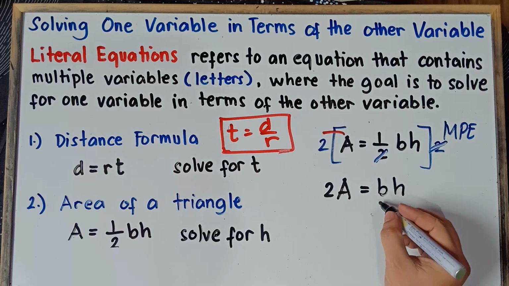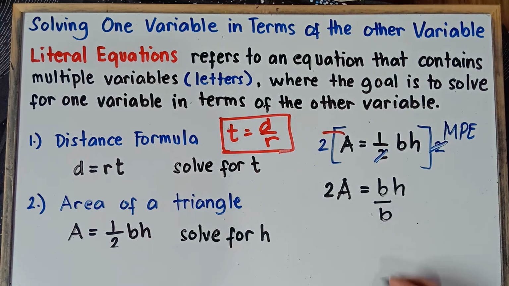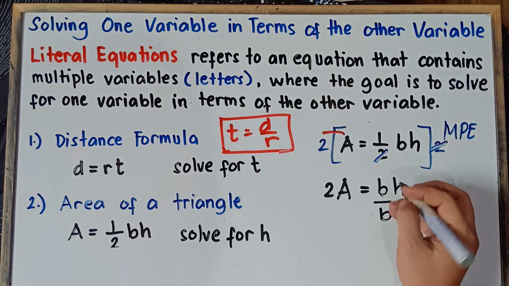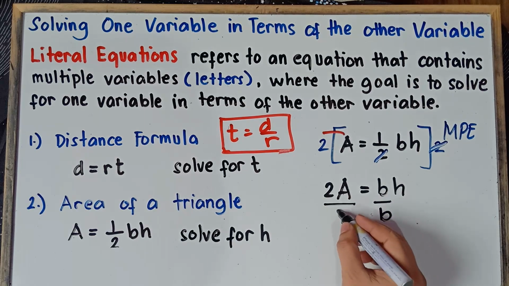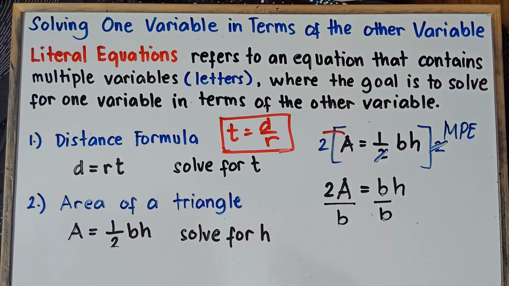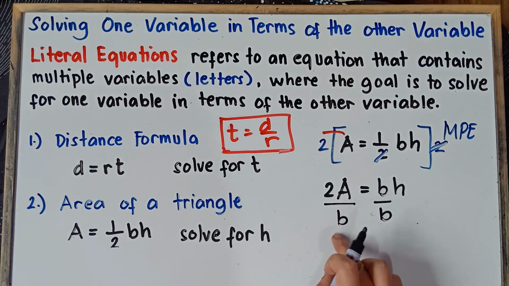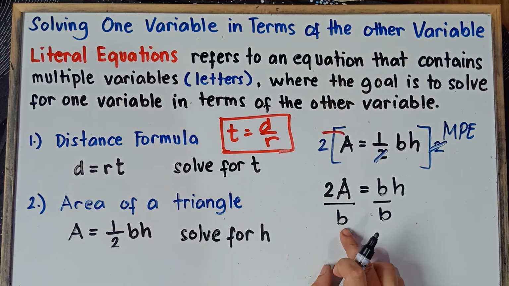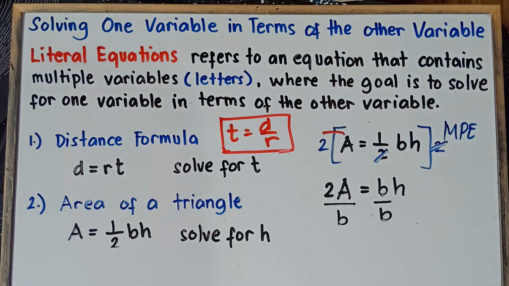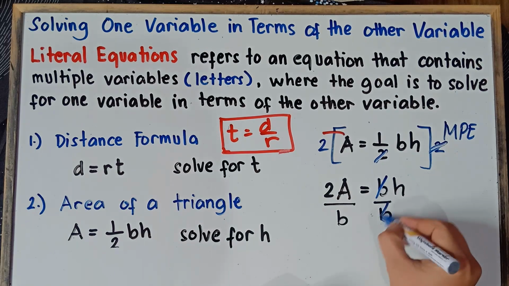We can just simply divide both sides by B, because B divided by B we can simply cancel this out. So divide both sides by B. Once again class, once you divide B on the right side of this equal sign, you also do that on the left side to make the equation balance. And then we can just simply cancel this out.